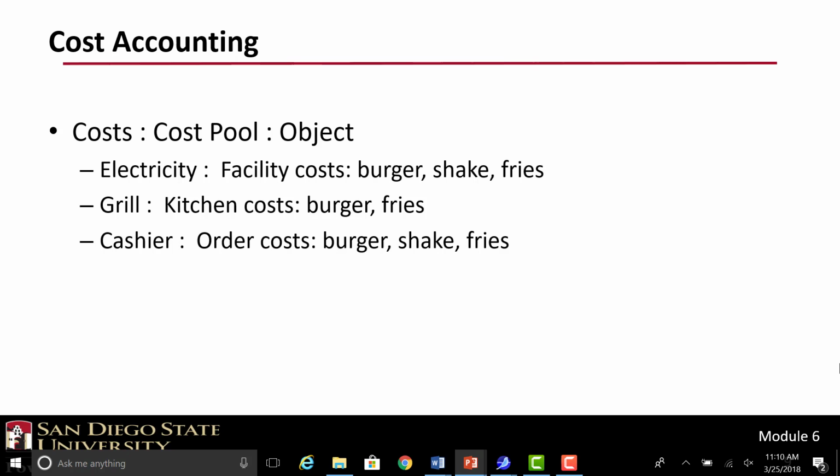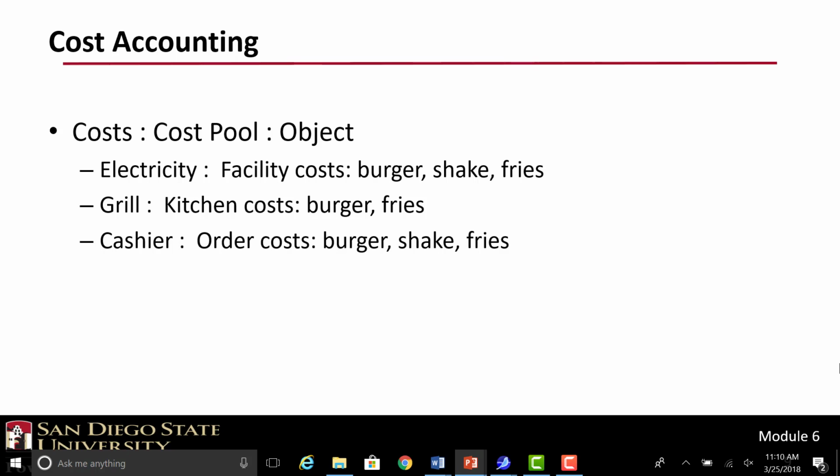So for example, when we think about what is the cost pool, and what is the object? So electricity, we might lump into facility costs, right? So that's kind of this group of costs that covers the cost to operate the facility. And then what is the object? Well, it could be the hamburger we've talked about, or a shake, or some fries.